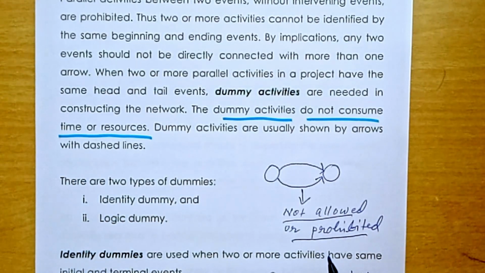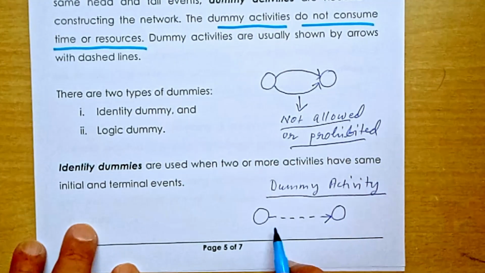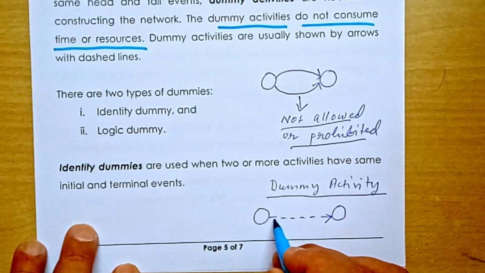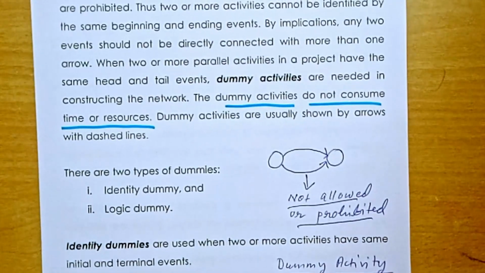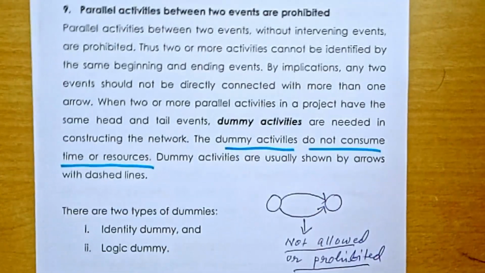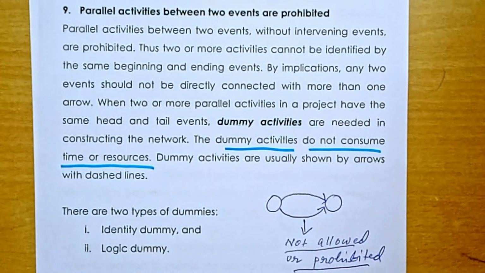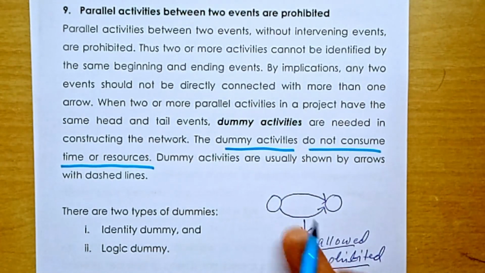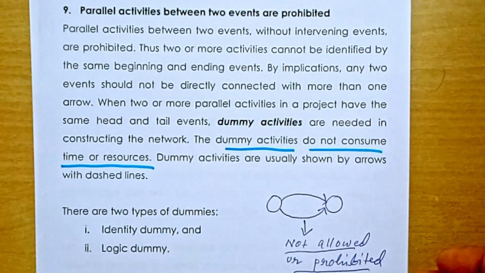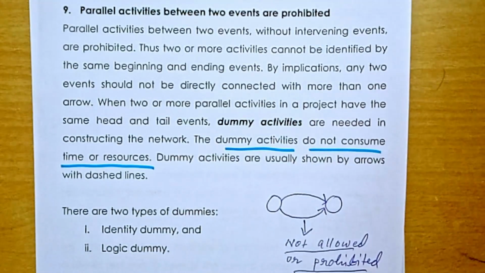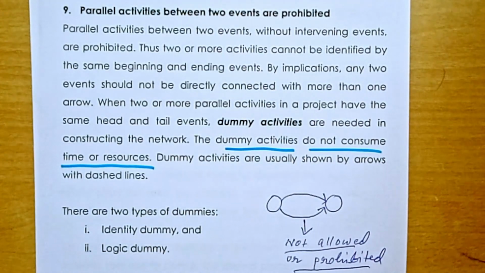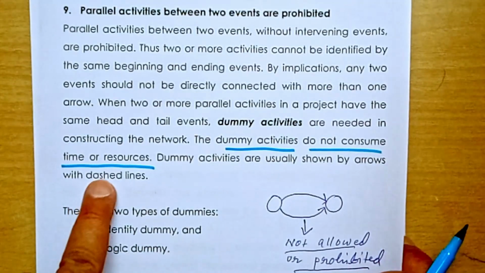It's an important thing to note: dummy activities have zero time, zero resource. Dummy activities are usually shown by arrows with dashed lines, and this is how dummy activities are shown: dashed lines, dotted lines. Dummy activities are drawn in a network diagram. So first thing, two events cannot be connected by more than one activity or more than one arrow. This is the first rule about dummies. So in such a case, you have to take help of dummy activities, which do not consume any time or resource.